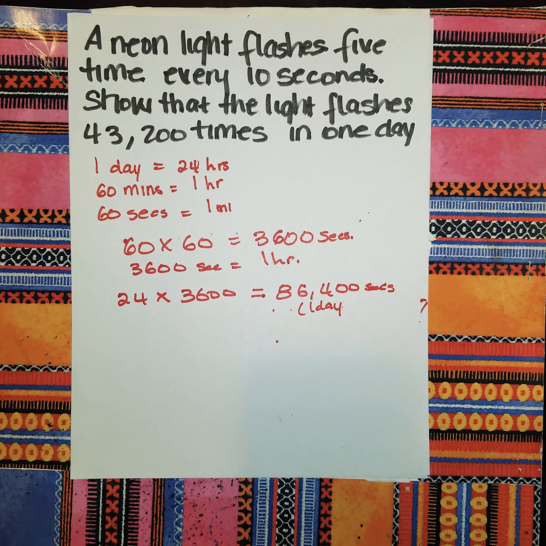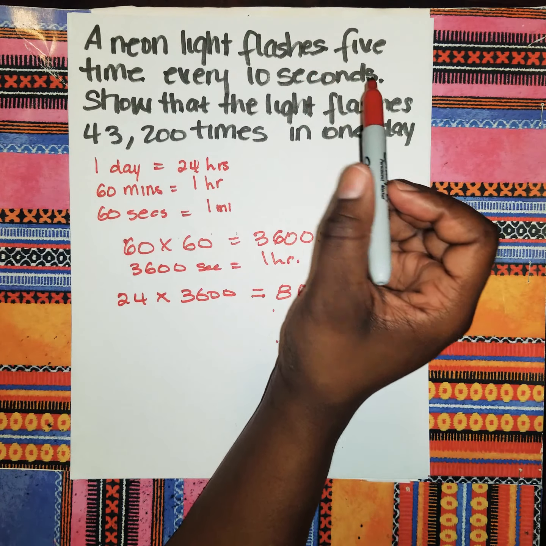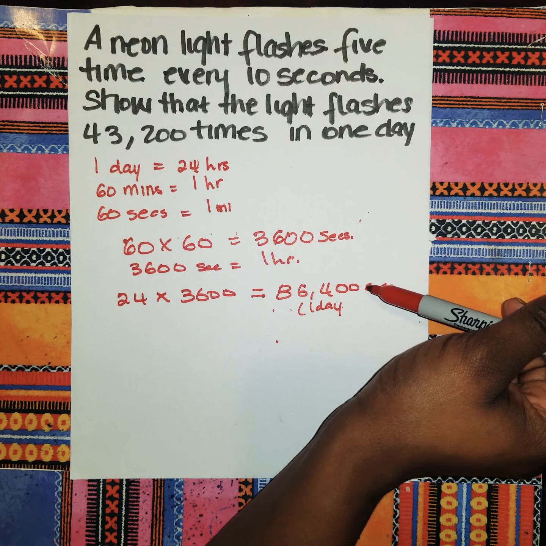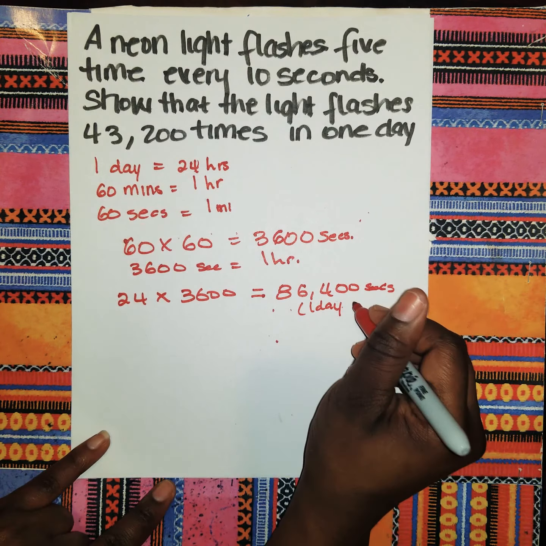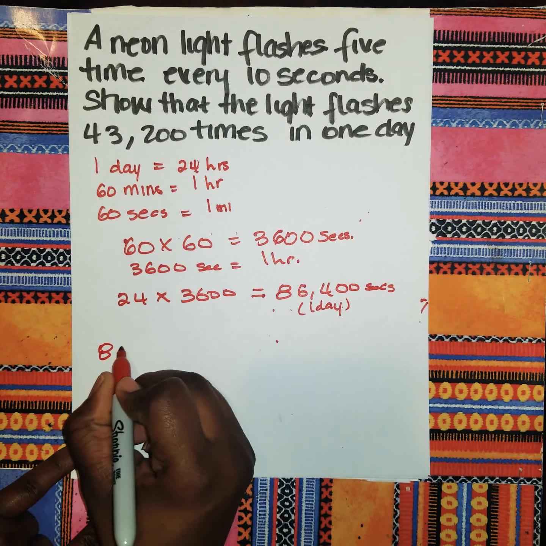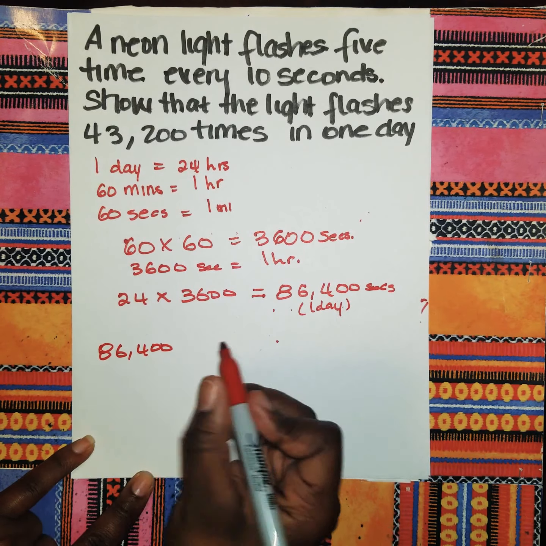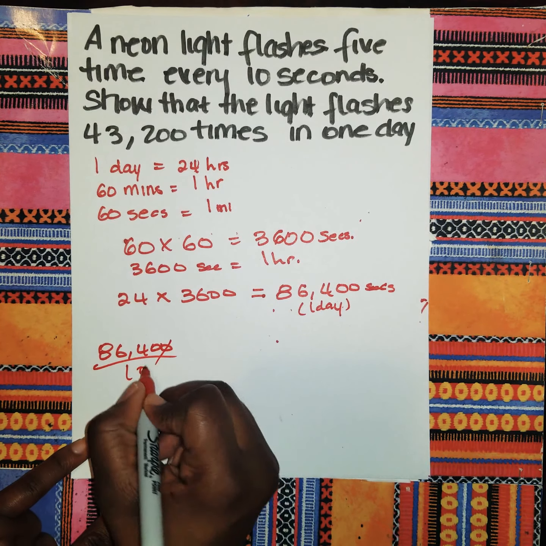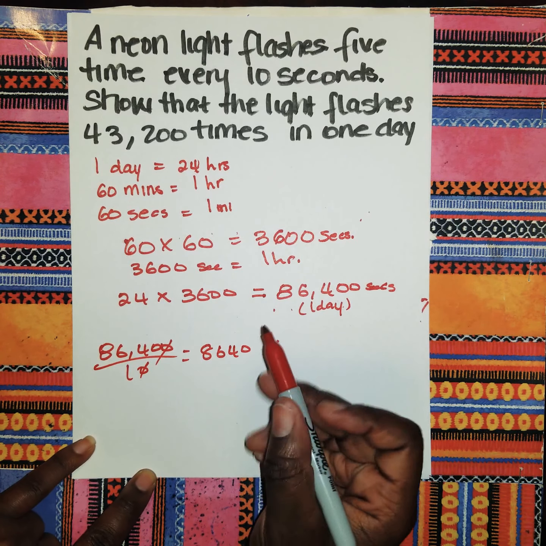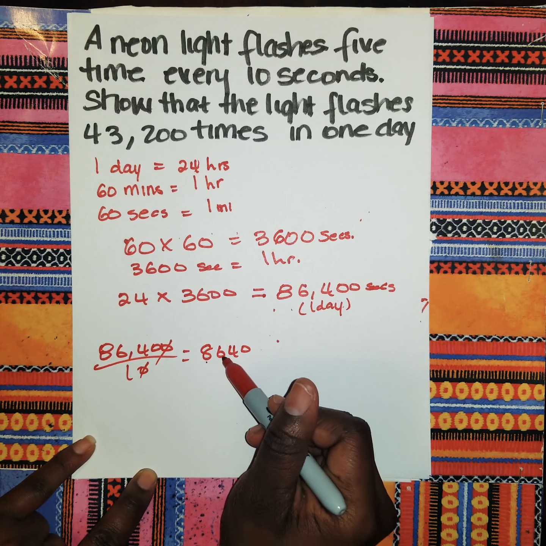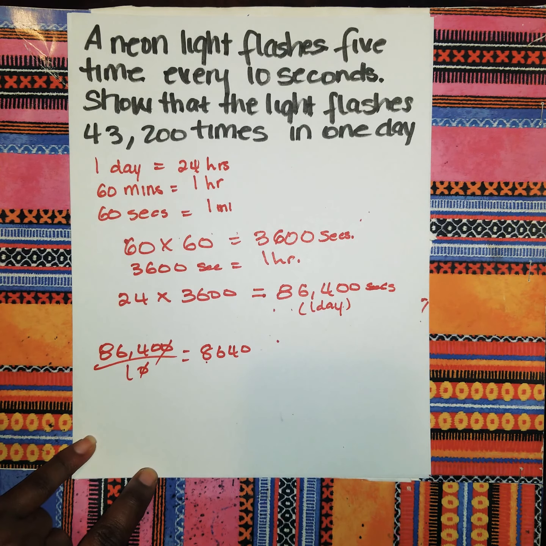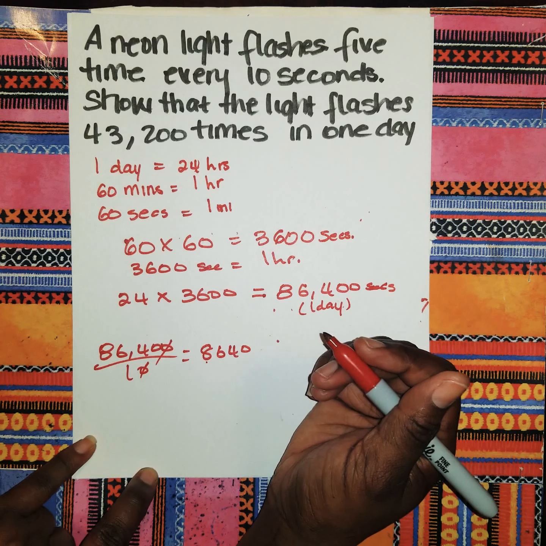From this, guys, they're saying that the light flashes 5 times every 10 seconds. So we need to know how many 10 seconds there are in 86,400 seconds. What you can do is to divide 86,400 by 10, and that should give you 8,640. So we know we have 8,640 lots of 10 seconds in one day.